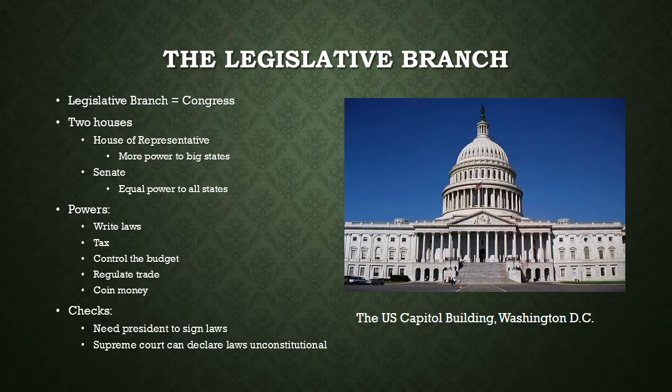The checks placed on the legislative branch are that the president must sign the laws. If the president doesn't sign the laws, then the laws written by Congress do not go into effect. Also, the Supreme Court, which is the head of the judiciary branch, can declare laws passed by Congress unconstitutional.